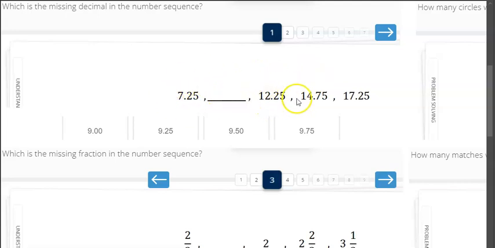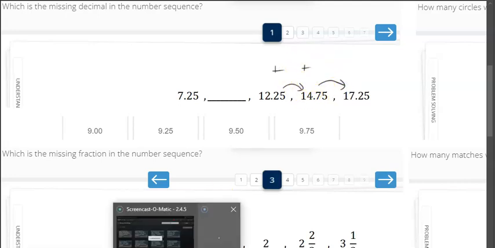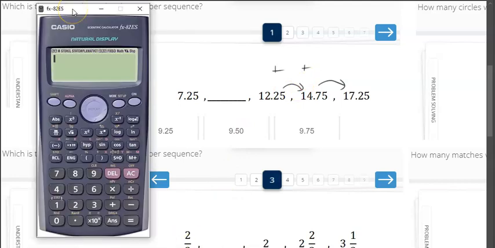We can see 12.25, 14.75. This is going up, okay, and it's going to keep going up. And we want to know what it's going up by. What's the difference between those terms? In this case, you will grab your calculator, and all you'll do is find the difference between one of the terms and the previous term. So in this case, we're going to do 14.75, and we're going to subtract 12.25 to give us a difference of 5/2.